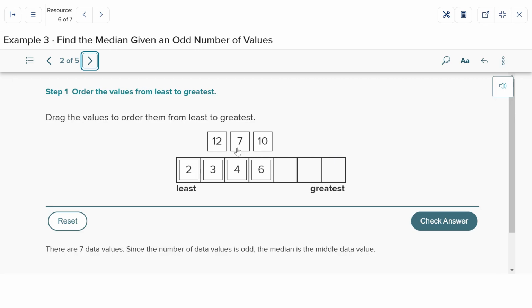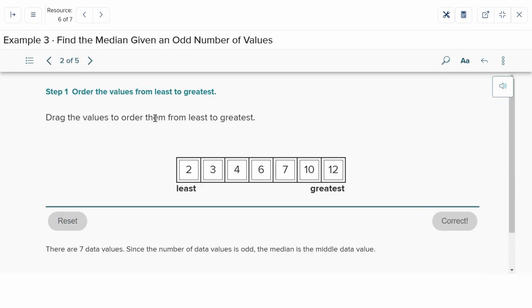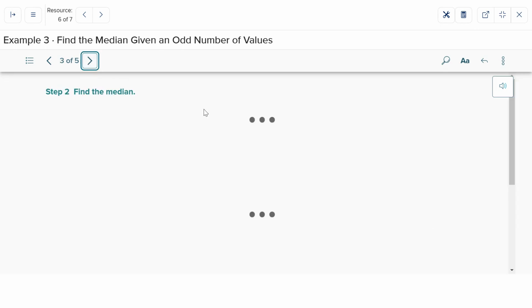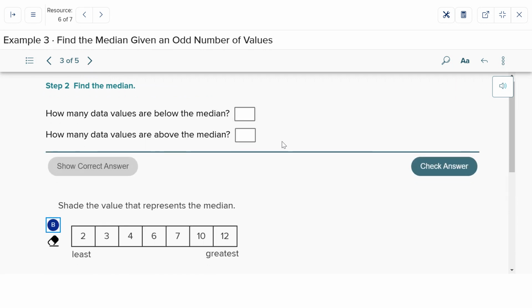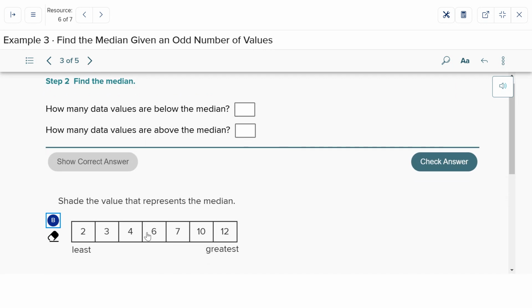So here's this, ordered from least to greatest for us. Then we're going to find the median. How many data values are below the median? How many are above the median? So this is another odd example. We have 1, 2, 3, 4, and we have 1, 2, 3, 4. That's going to land on 6.